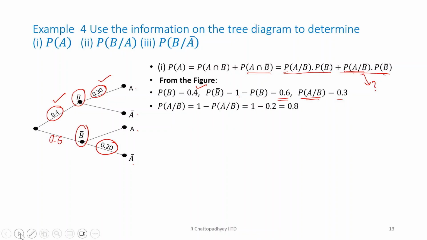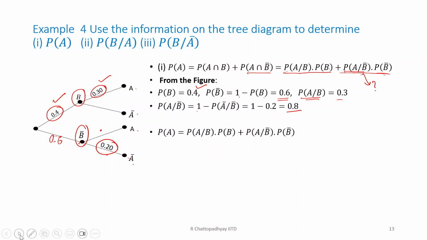That is what we have to find out. So P(A given B bar) will be 1 minus P(A bar given B bar). See, the point is this part is given: P(A bar given B bar) is 0.2. So this value will be 1 minus 0.2. It is going to be 0.8.